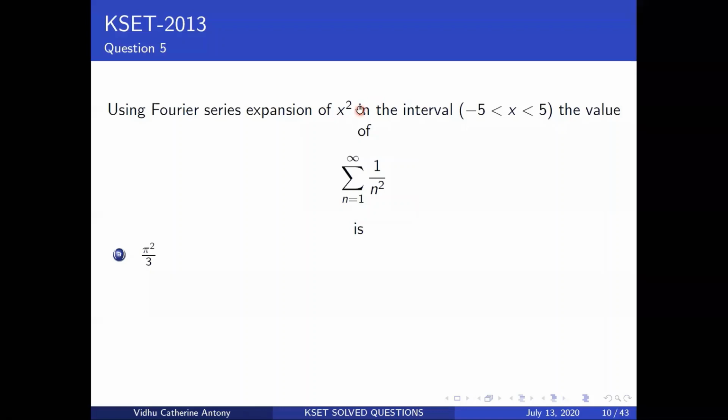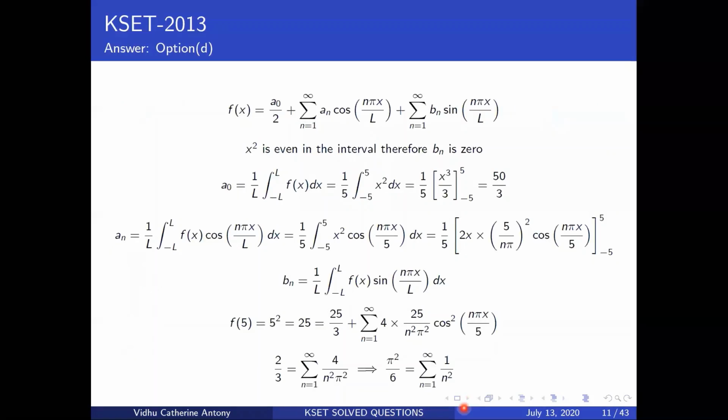using the Fourier series expansion of x squared. So I'll have to look at what the calculations are. Since I know my x squared in the interval from -5 to 5 is an even function, I can eliminate b sub n, equal to 0. I'm sure you've all learned Fourier series in your BSc.